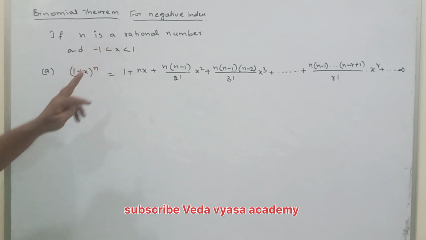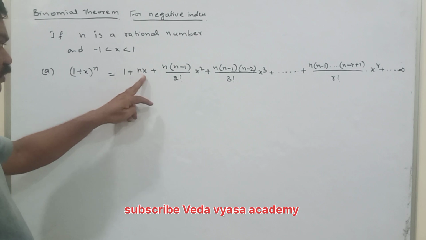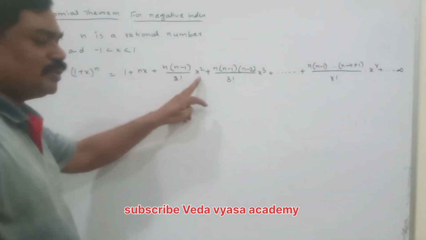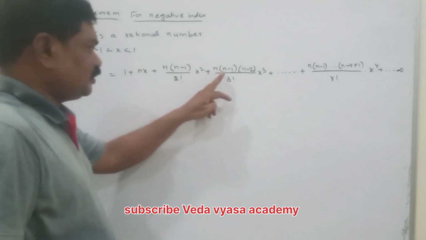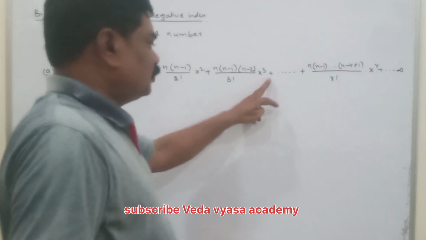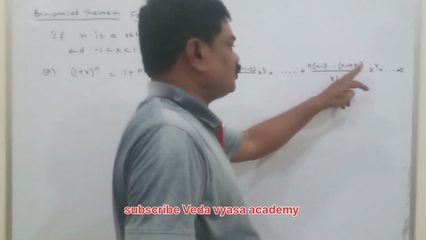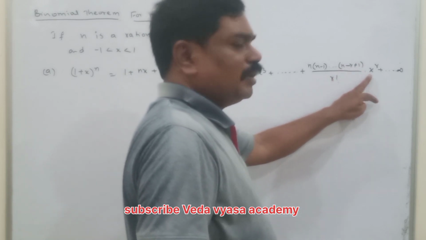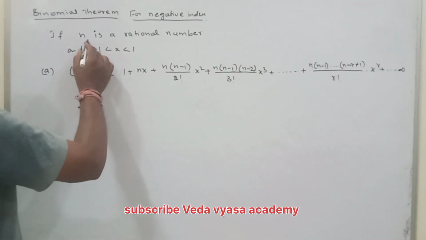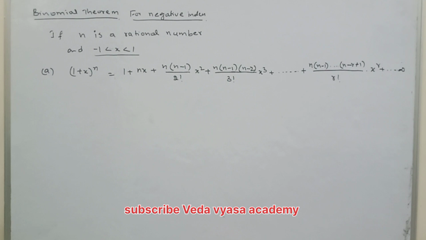If n is a rational number, (1 + x)^n = 1 + nx + n(n − 1)/2! x² + n(n − 1)(n − 2)/3! x³ + and so on + n(n − 1) and so on (n − r + 1)/r! x^r + and so on to infinity, when n is a rational number and minus 1 less than x less than 1.